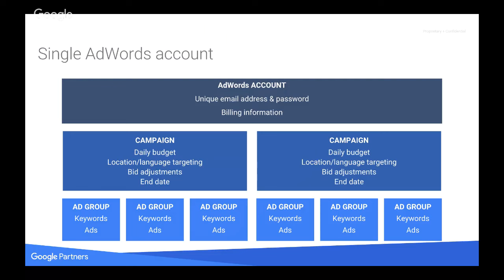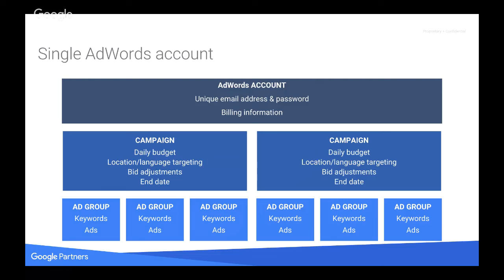Now let's take the example of a retailer who sells women's shoes. I can have different campaigns for, say, party shoes, a campaign for everyday shoes, and a campaign for office wear shoes. At the campaign level is where you set your budget, your location and language targeting, and your overall bids as well. Within these campaigns, you will house ad groups. Ad groups are essentially where you put in your keywords, which are your search terms, and your ads.